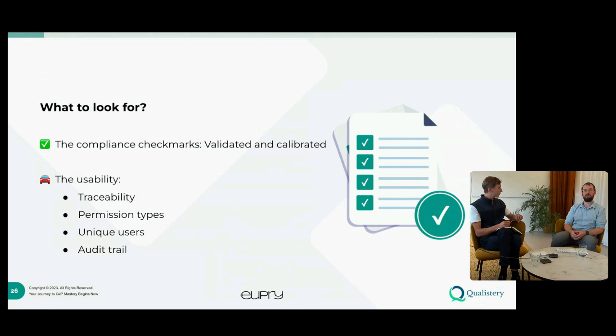So what should you look for when going through and trying to find a system? I would say the most important parts are, of course, first of all, what we call compliance check marks. Is it validated? Is the system calibrated? That will ensure validity of measurements. And from a usability standpoint, do we have traceability? Do we have different permission types so that you can actually allow for controlled flows? Do we allow for unique users? And do we allow for an audit trail? Those are the four big points I would look for when finding a system.